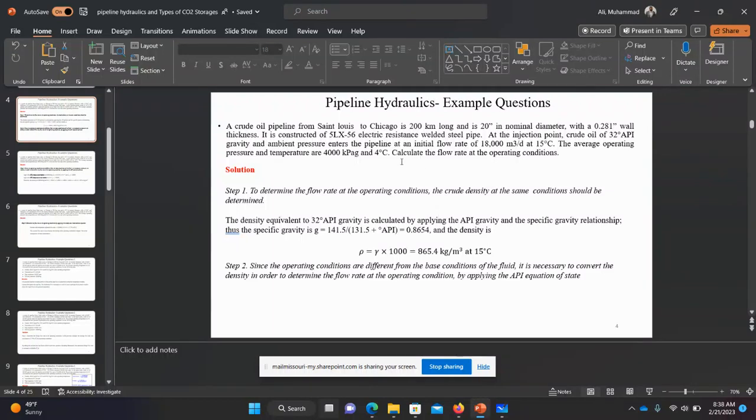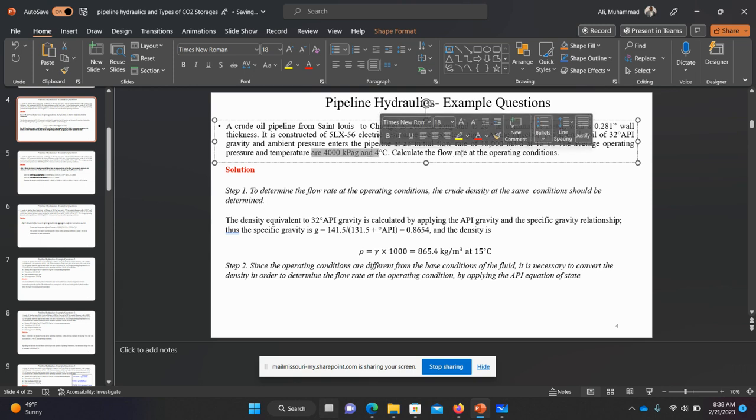So in step number one, we want to calculate the flow rate at the operating conditions. As we discussed, the operating conditions are 4000 kilopascal gauge and 4 degrees centigrade. And the inlet conditions are 18,000 meter cube per day at, we can change it to, 18 degrees centigrade. So these are the inlet conditions and these are the operating conditions, and we want to find the flow rate at this one. And at this condition, the flow rate was 18,000 meter cube per day.